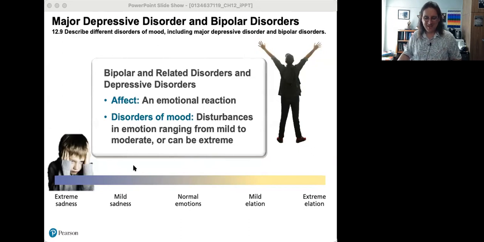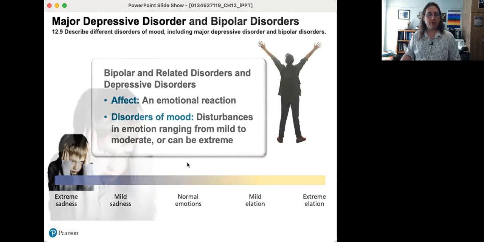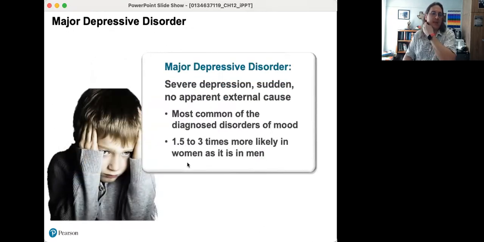All right, back to where we left off. The two that we're going to be covering are major depressive disorder and bipolar disorder. Major depressive disorder can either happen as a single event, or it can happen over many times over the course of years. Major depressive disorder is severe depression, with sudden onset or no apparent external causes. What that usually means is that an event could trigger major depressive disorder, or it could just be something internal that we don't quite have a handle on.